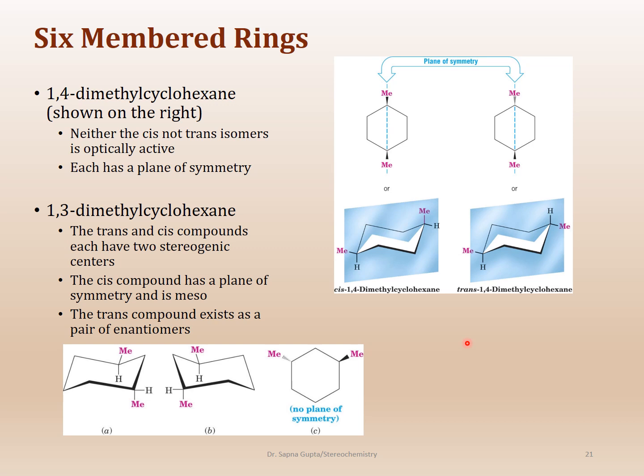And so sometimes it's hard to look at a molecule and see if there is a plane of symmetry or not, or internal symmetry or not. In this case, it's very easy to see when you have the 1,4-dimethyl, because they're completely opposite each other.